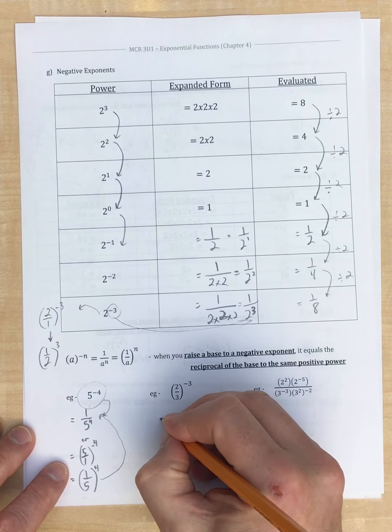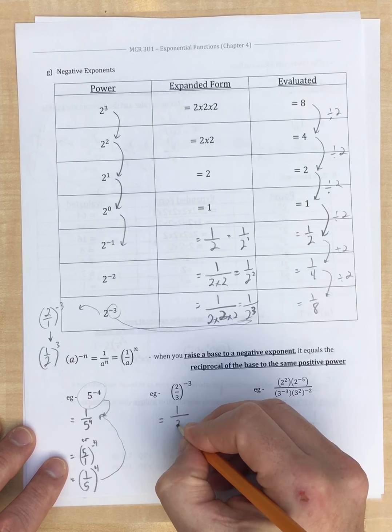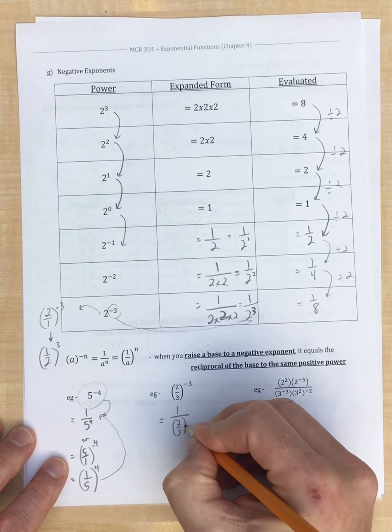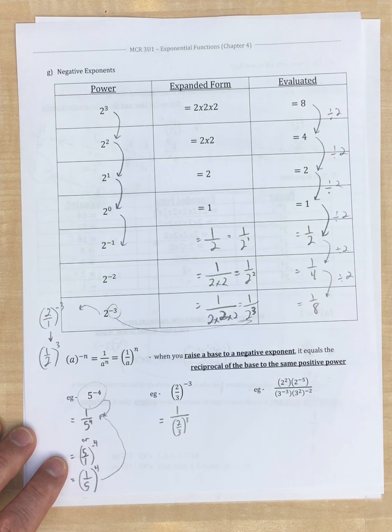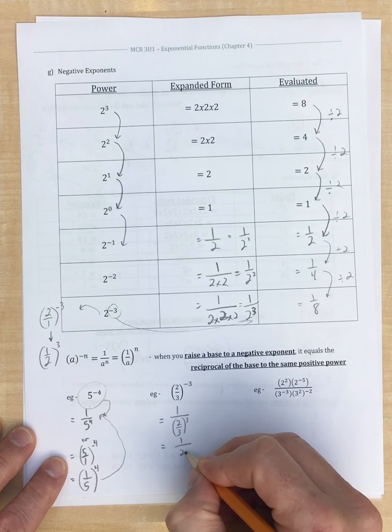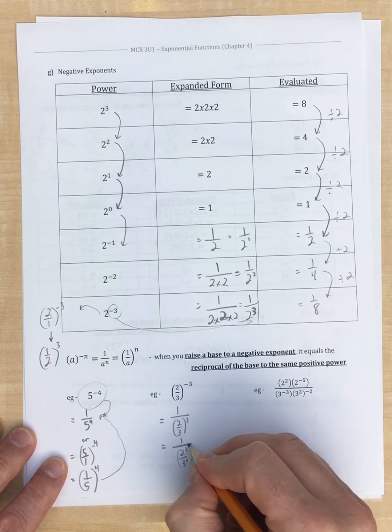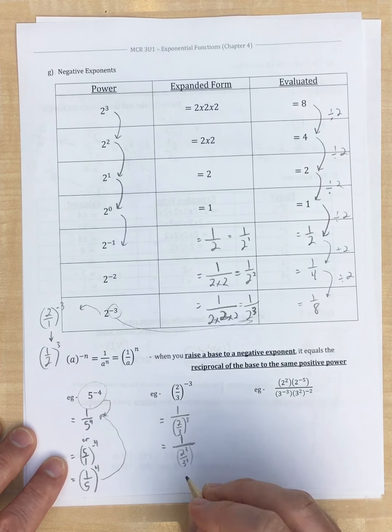However, in a situation like this, if I did that, I would say 1 over 2 over 3 to the positive 3, right? Which would be 1 over 2 cubed over 3 cubed. And I'm going to keep them together in a bracket so we can visualize that it's 1 over this.